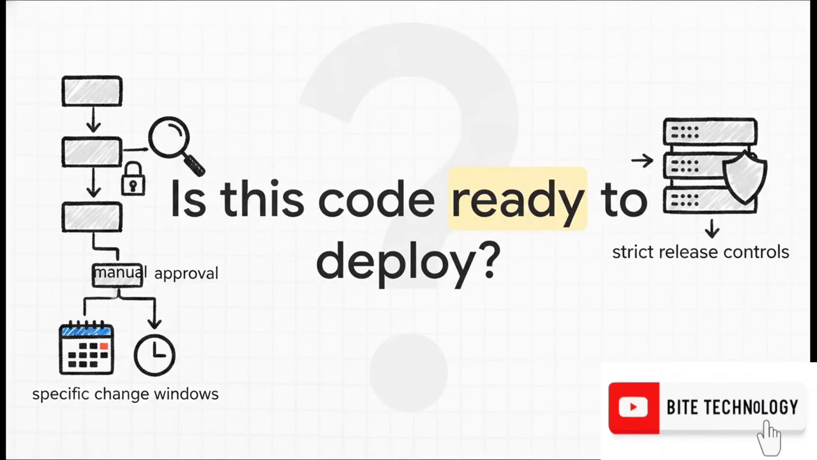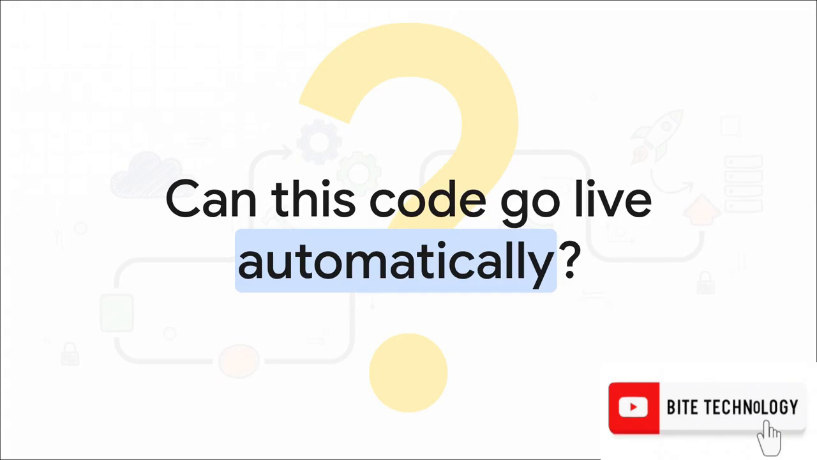So tying this back to our mental models, if your team rolls with continuous delivery, the fundamental question the pipeline is asking is, is this code ready to deploy? A lot of companies prefer this route because they have specific change windows or they just need that strict human release control before anything actually touches the live servers. But if your team is using continuous deployment, the question completely shifts to, can this code go live automatically? This setup is a real game changer for highly automated environments where teams have massive confidence in their testing coverage and their automated rollback processes.